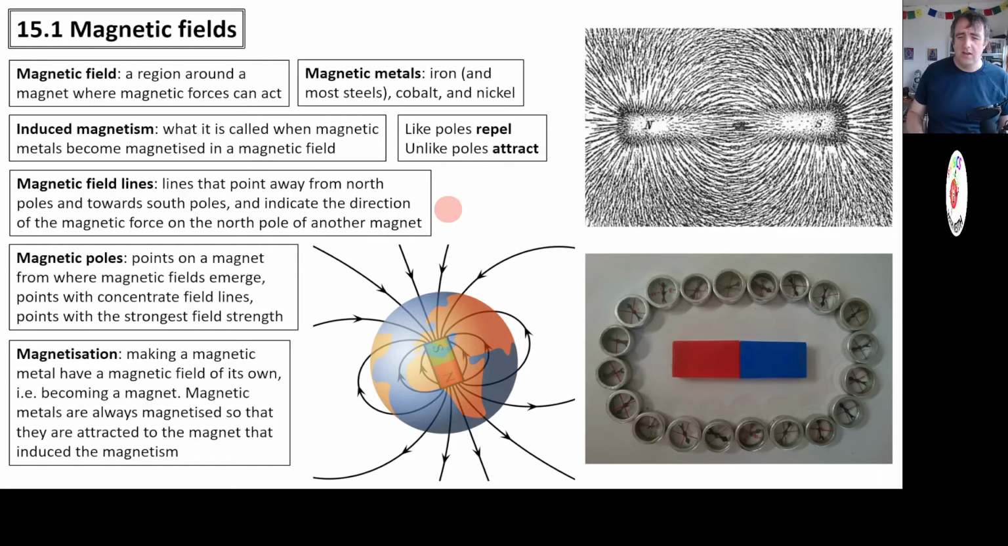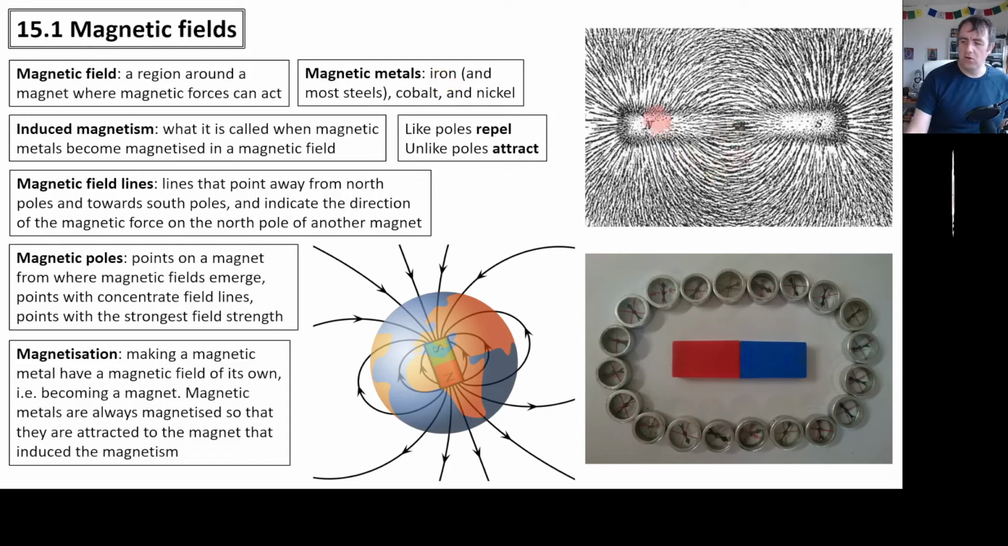So if I look at this picture here, we've managed to visualize the field lines by taking a bar magnet and sprinkling iron filings around it. The iron filings, iron being a magnetic metal, become magnetized. There's induced magnetism in the iron. So each iron fleck, each little piece of iron filing, has a north and south pole.